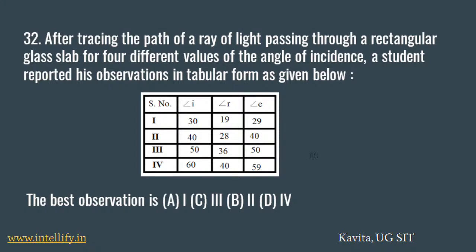Question number 32. After tracing the path of a ray of light through a rectangular glass slab for 4 different values of the angle of incidence, a student reported his observations in a tabular form as given below. The best observation is: option A, 1; option B, 3; option C, 2; option D, 4.